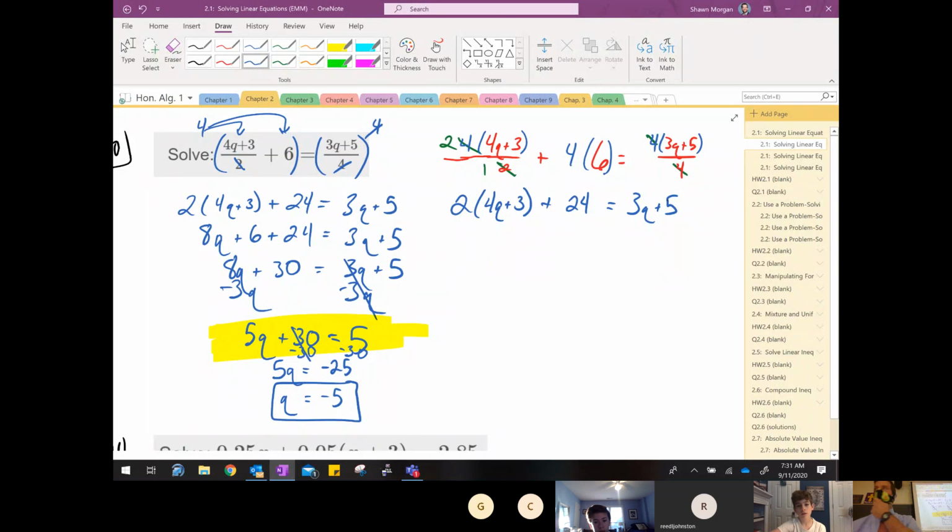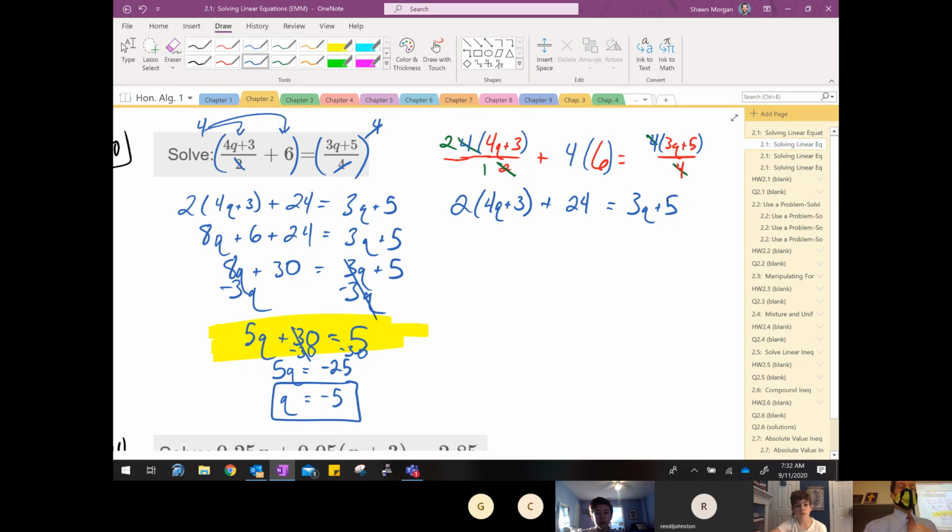Anybody else with questions? Quentin? So the 2 at the bottom of 3, did that just get moved to the left? It did not get moved from the bottom to the left. It got canceled out, okay?